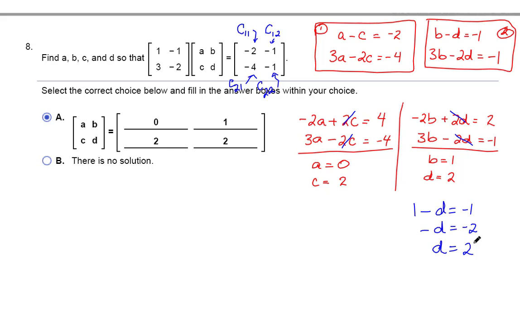So remember, with multiplication, first check that the size works out so that the operation is possible. And then it's the rows of the first times the columns of the second.